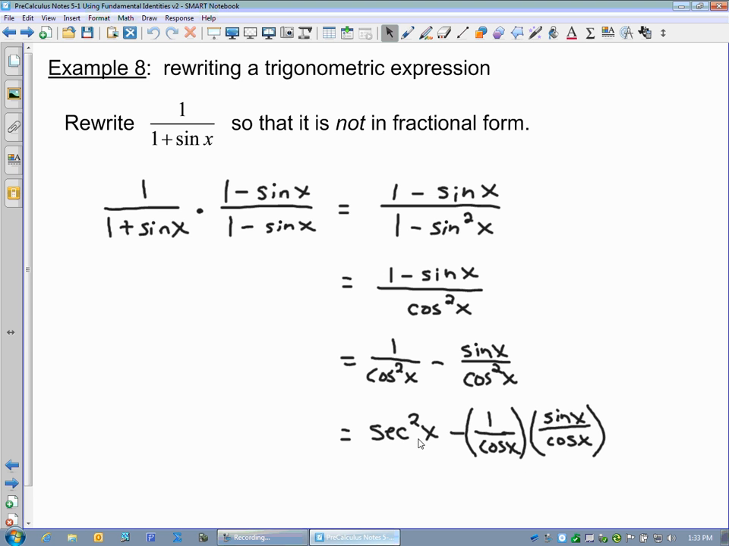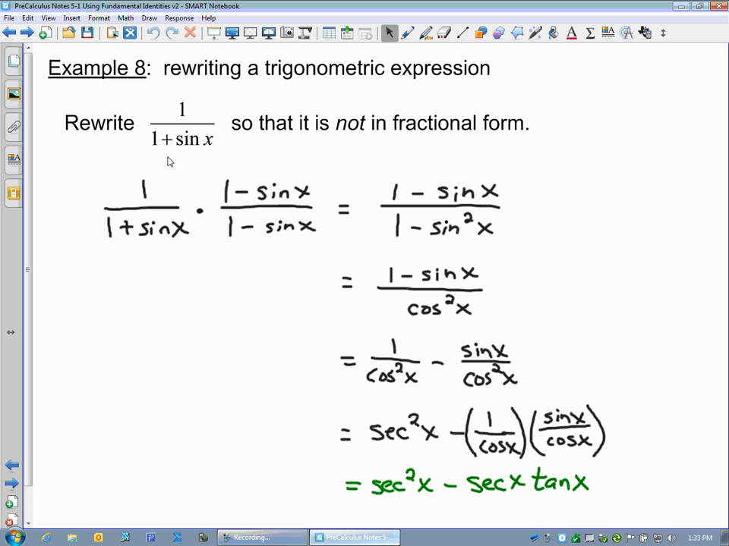So then when I make the substitutions, we already have the secant, and then 1 over cosine is secant, and sine over cosine is tangent. So therefore we end up with this expression, which isn't necessarily a simpler expression, but it doesn't have fractions. So sometimes strategy-wise you need to manipulate something so it doesn't have a fraction.